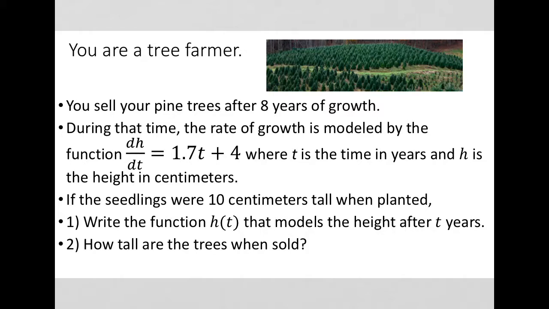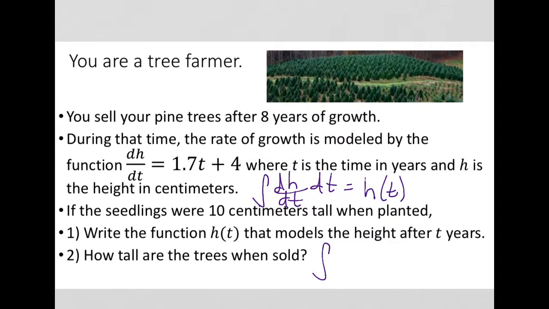So you should recognize that we are dealing with a derivative here, looking at that notation, dh over dt. If we integrate dh over dt with respect to t, we will get a height function in terms of t, h of t. That's what we're looking for. So what do we know? Well, we have that function and we should integrate it. So let's integrate our function 1.7t plus 4.